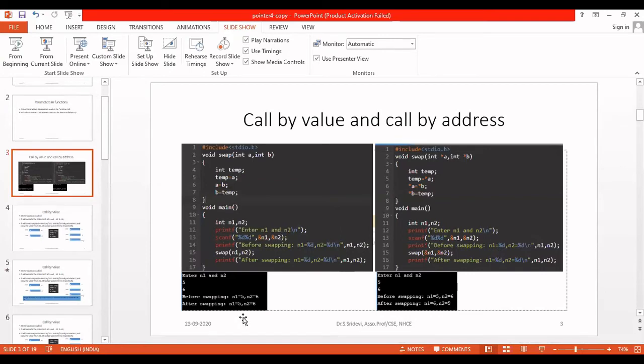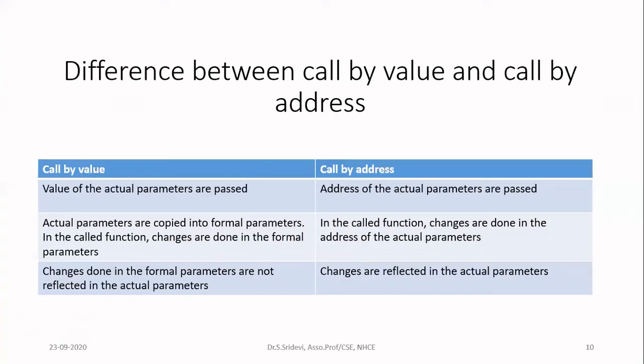Even though we called the function, we didn't get any changes in N1 and N2. But here, since you passed the arguments by address, the changes have been reflected in the address itself. So we got the work done perfectly. There's a difference between call by value and call by address.